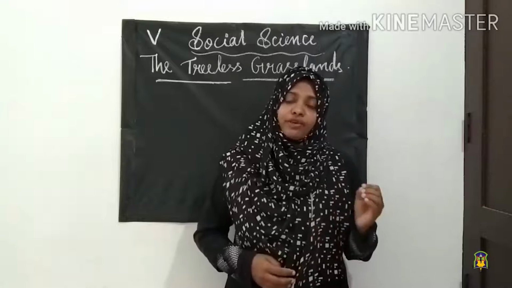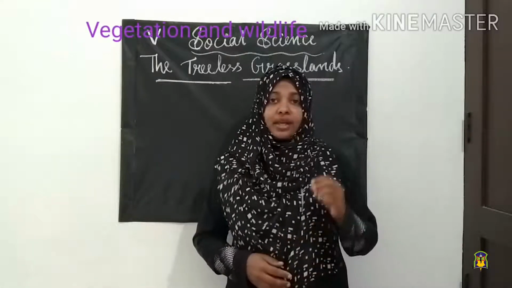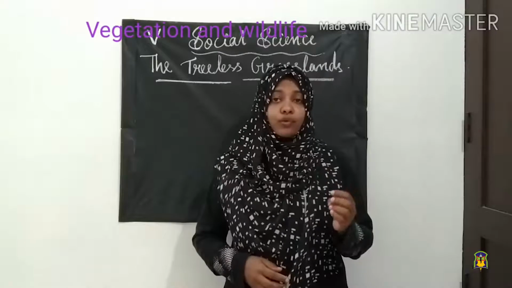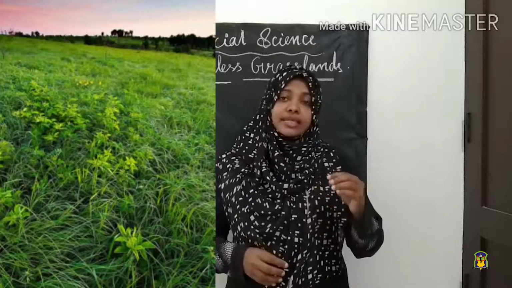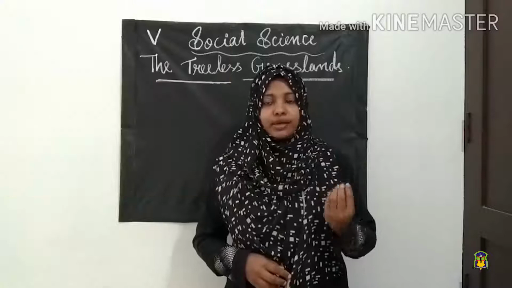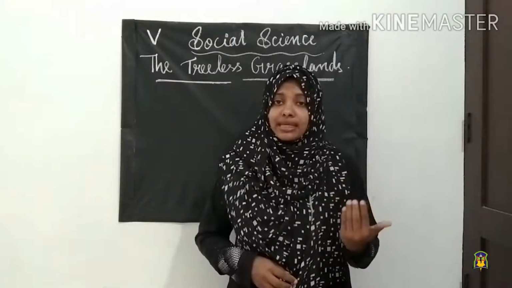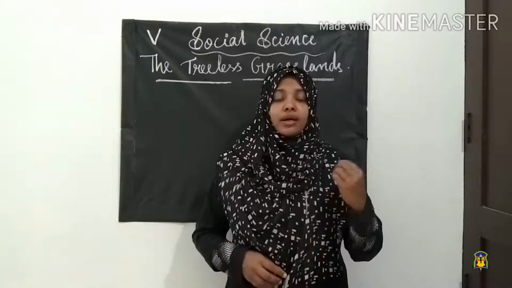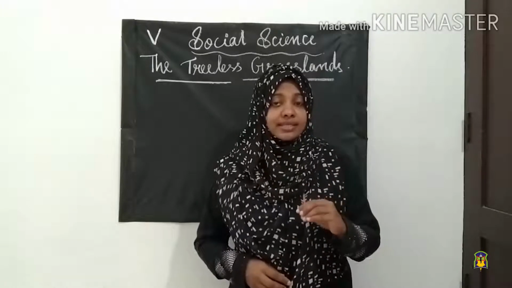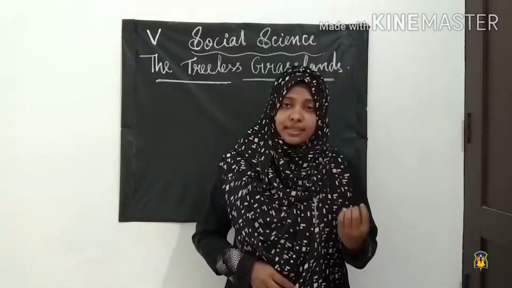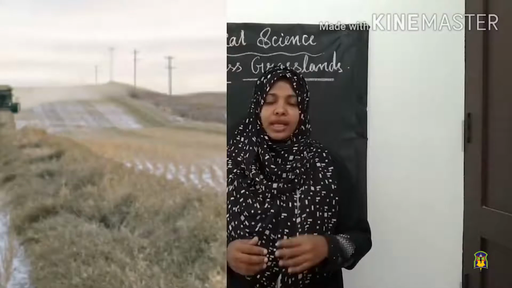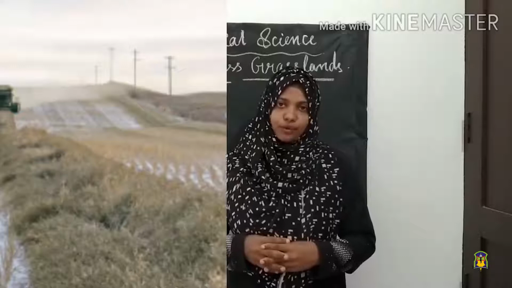Let's begin with the vegetation and the wildlife. This area was at one time covered with tall grasses for miles and miles together. It was the grazing ground for bisons. But once the Europeans arrived on this land and settled down, they used the prairies as grazing land for their cattle. Later, they cleared this land for agriculture. Now, the prairie region is the biggest farming region of the world.